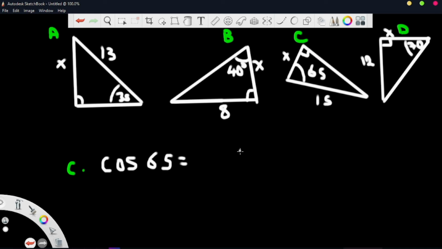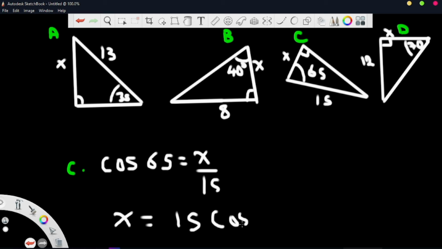My adjacent is x. My hypotenuse is 15. So my value of x will be equal to 15 cos 65. What is 15 times cos of 65? That is 6.34. So this is how we find the value.